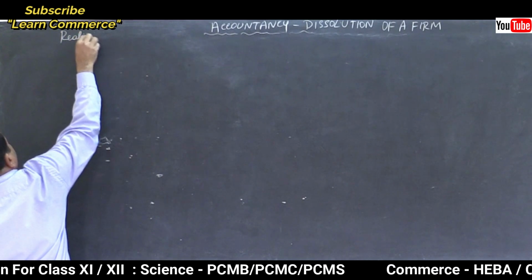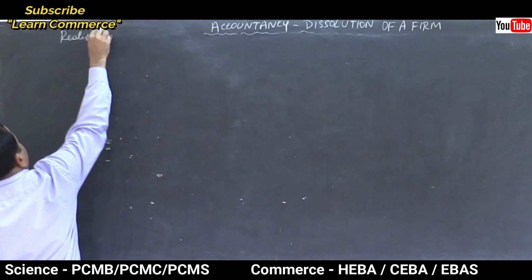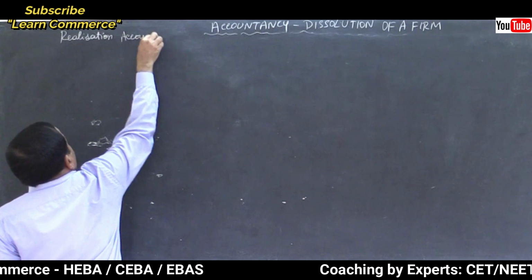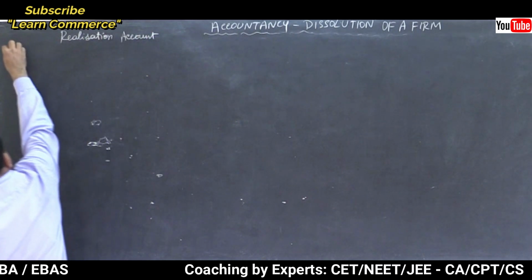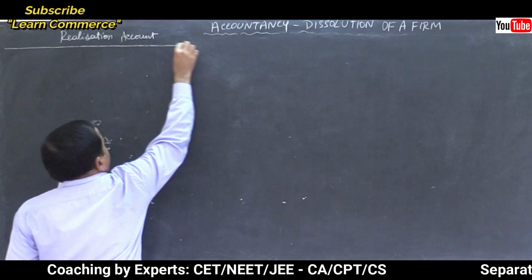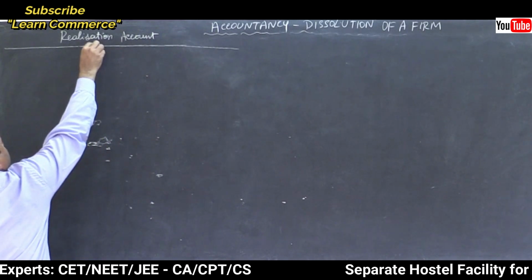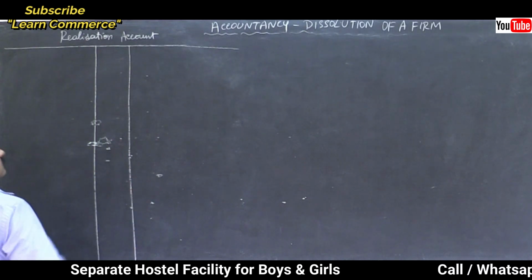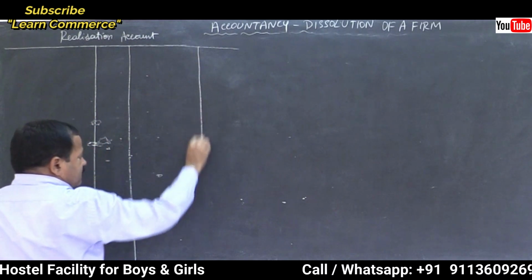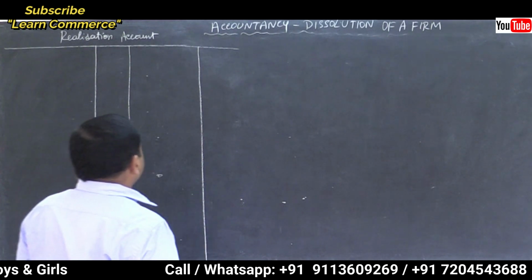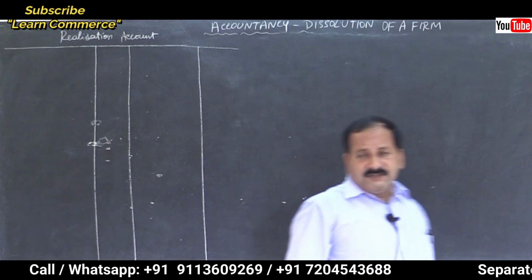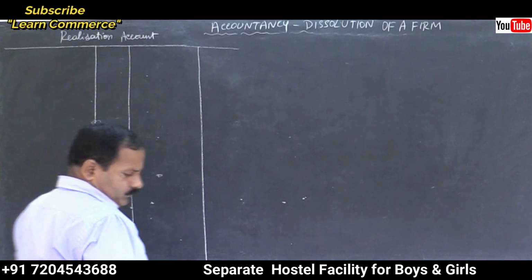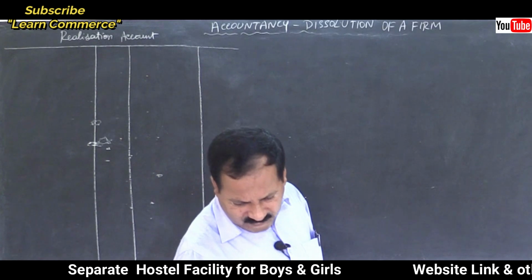Open realization account. You know the columns very well, right? Now you are expert in realization account. Yes. Draw the columns. Debit, credit is a must. Amount in rupees. Particulars, JF, amount in rupees. Provide for the columns. Quick. Do it fast. Let's start.